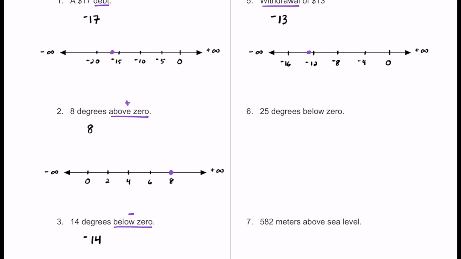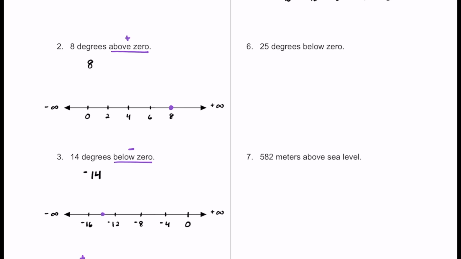For number 6, we have 25 degrees below 0. Okay, so if it's below 0 degrees, that's going to be extra cold. That's going to be negative. So the integer here is just going to be negative 25.